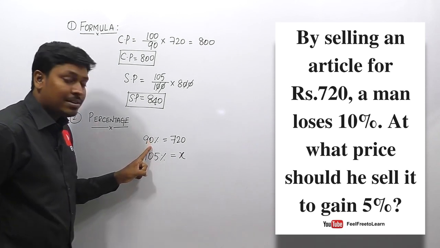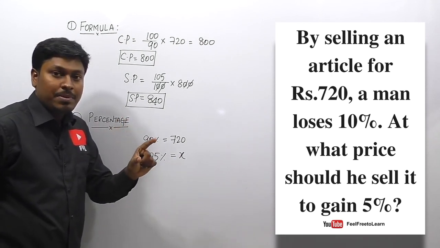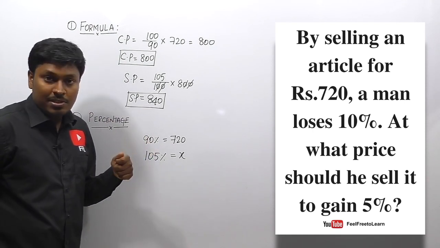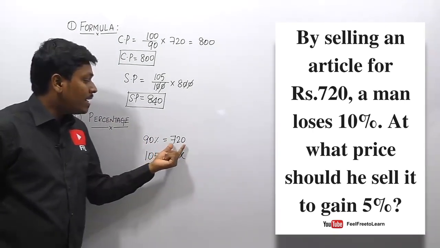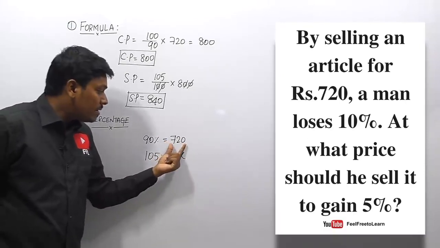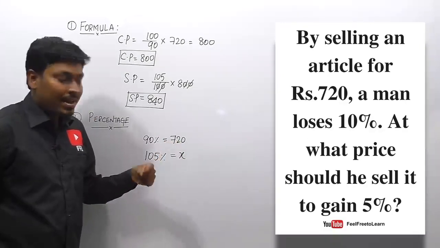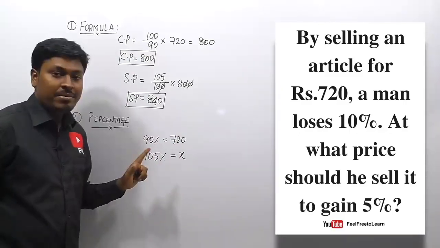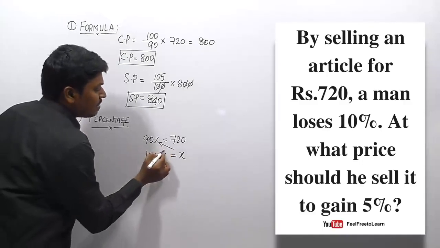So 90%, that is 100% cost price. So 100% cost price, 10% loss, 90% will be the article that is sold for 720. Now what he decided is, he wants to sell this article for a 5% gain. 100% cost price, 5% gain, 105% is equal to x. Just cross it, friends, similar to the previous pattern, right?